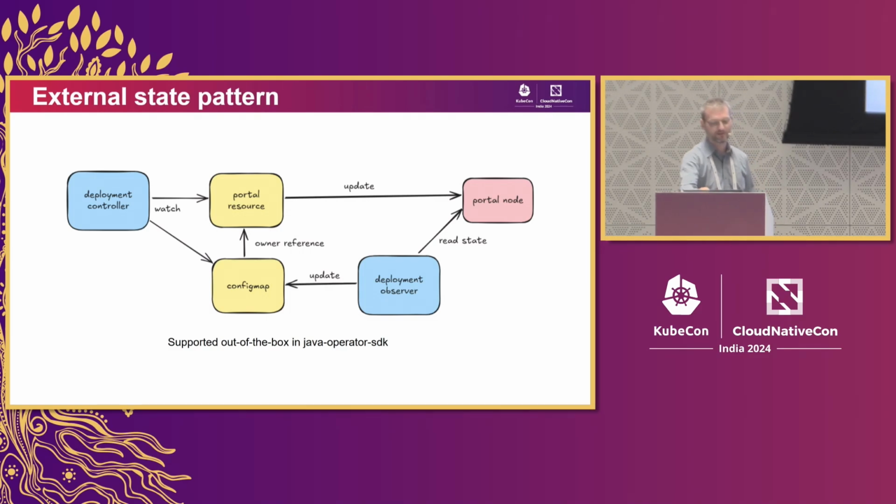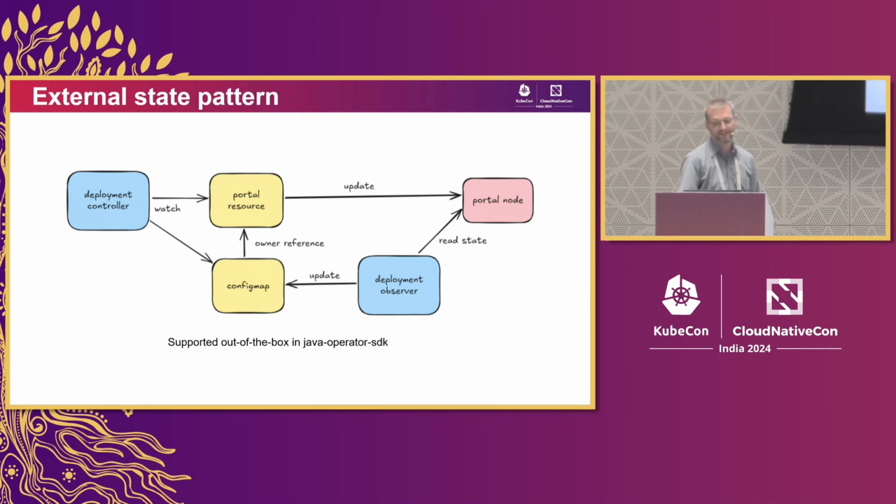At the same time, the controller will create a config map, another resource, to hold the state. The config map is set with an owner reference to this portal resource. And then the deployment controller will watch both of them, so it will receive events for both of these two resources instead of only the portal resource.